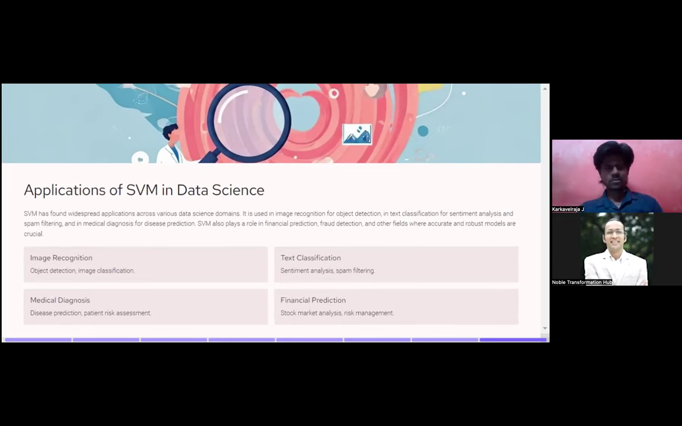So I will just have a summary of it. We have introduced what is SVM, what are the key terms that are available in SVM, how SVM works for classification and then regression, what are the kernel functions that we are having in SVM, and we have looked into the hyperparameters and how to tune them. Then we have looked into the advantages and disadvantages of SVM. Finally, we have looked into the applications.